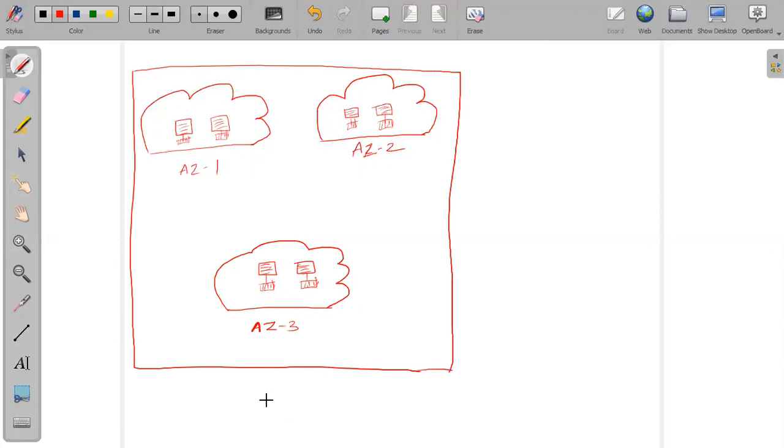Okay, so this is a region. I'm saying Hyderabad. Similarly, we have some other city, like say Singapore.